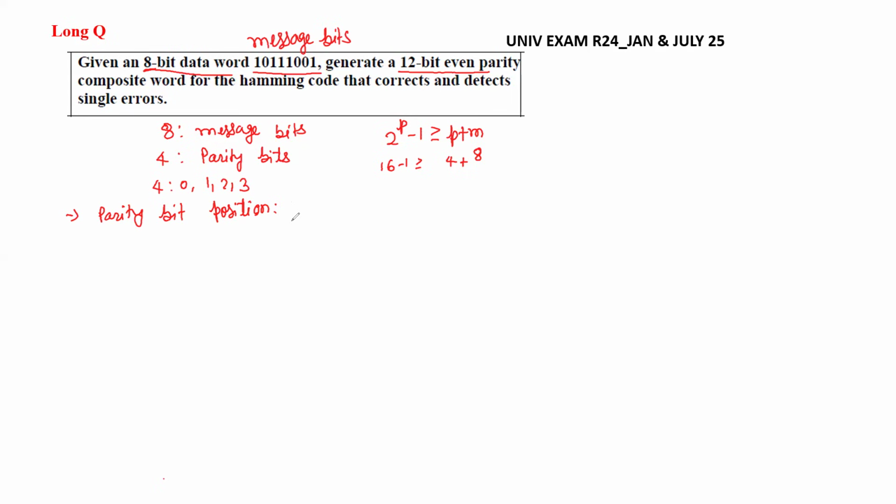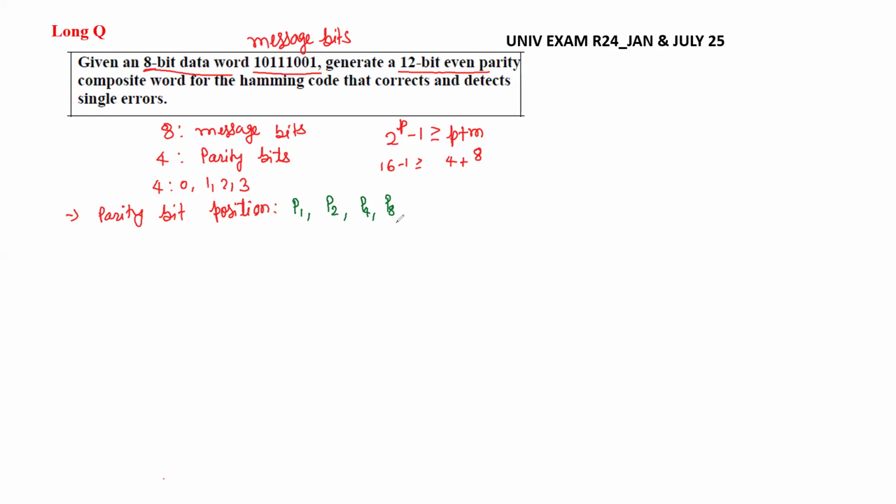You know that it is binary. So 2 to the power 0 is 1. So what we'll write here? P1. Again 2 to the power 1 is 2, so that is P2. Again 2 to the power 2 is 4, so that will be P4. 2 to the power 3 is 8, so that is P8. So these are the positions of the parity bits.